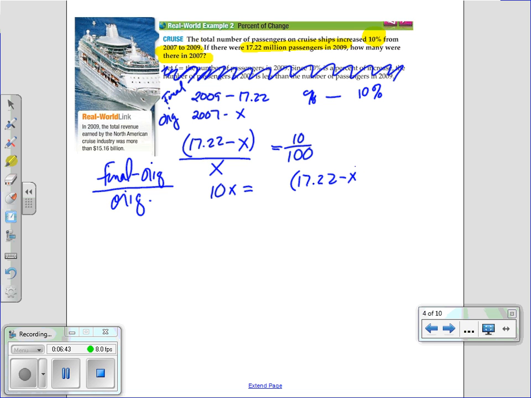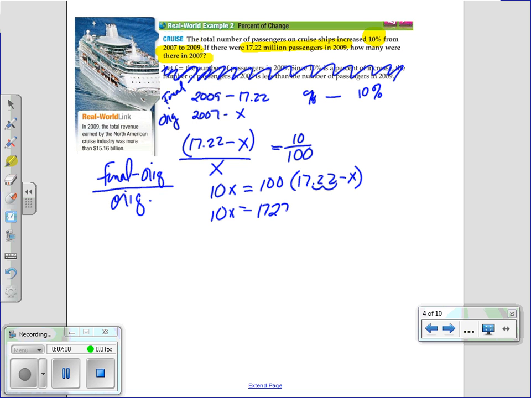17.22 minus x times 100. That's not so bad. Now let's solve this side. So we have 10x equals 100 times 17.22. Do not get out your calculators. How do you multiply it by 100? You just move the decimal. If it's 100, you're going to move it 2 places. If it's 10, we would have moved it 1 place, right? So we're moving it 2 places.